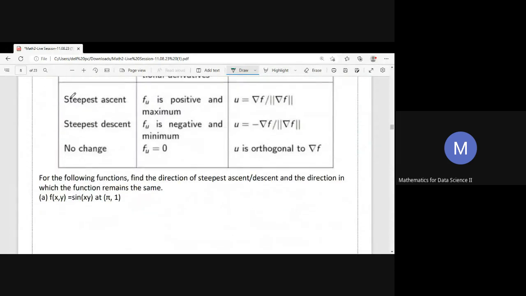See here, steepest ascent. When you have the steepest ascent, f_u is positive and maximum. In the case of 2D, for example, you have some curve like this. There is an ascent here and there is an ascent here as well. But which one is steepest, you can easily identify, right? Which one is steepest?